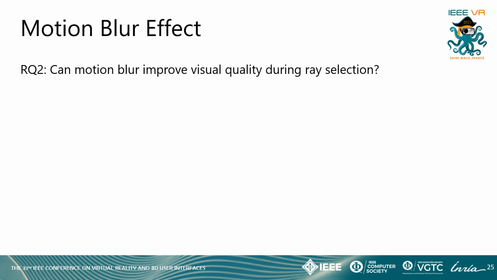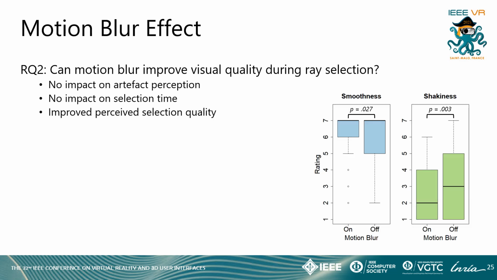We can now turn attention to the second research question, which asks whether motion blur can improve visual quality during ray selection. We have already seen that motion blur had no impact on the perception of motion artifacts, and we also found that there was no impact on selection time. However, we did find that participants rated ray selection as significantly smoother and less shaky when motion blur was present, meaning that overall, motion blur had a positive effect on how participants perceived selection.